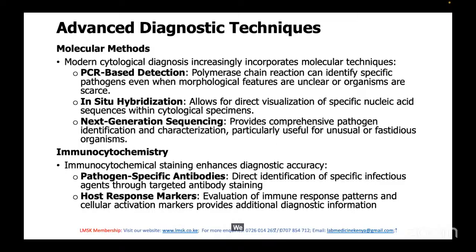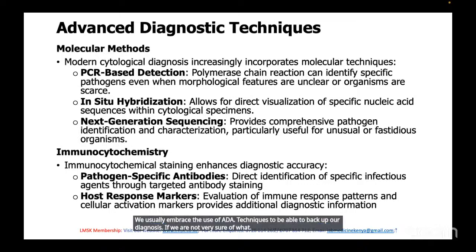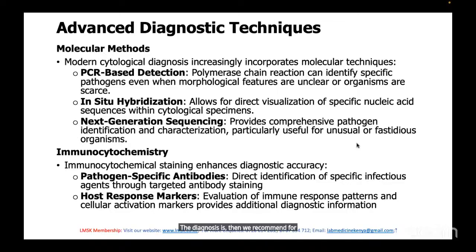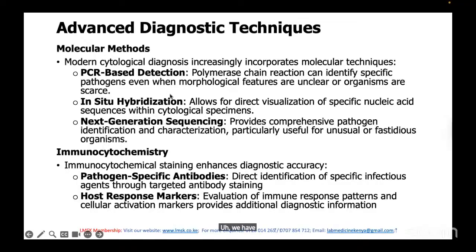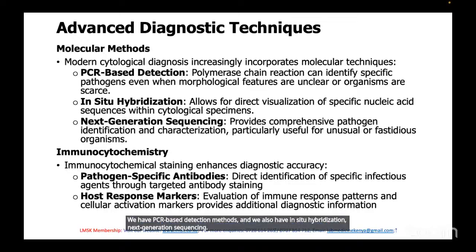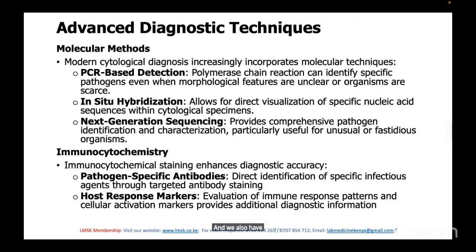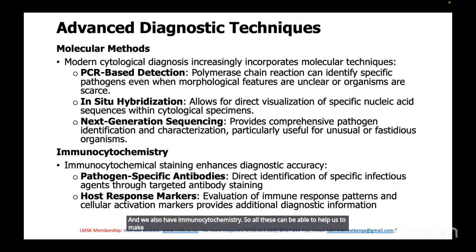And now, having looked at the limitations, the false positive or false negative, what do we do? We usually embrace the use of other techniques to back up our diagnosis. If we are not very sure of what the diagnosis is, then we recommend further testing as an adjunct, or we incorporate a specific technique to back up our preliminary reports. So we have molecular methods, which are PCR-based detection methods, and we also have in situ hybridization, next generation sequencing, and immunocytochemistry. All these can help us to increase our diagnostic accuracy.